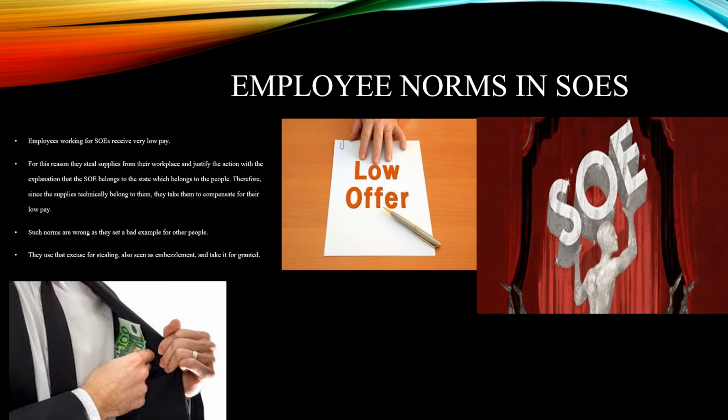they created a norm of stealing supplies from their workplace and selling them because they believe that what belongs to the state also belongs to the people. In this case, they felt so free to take what they want as it belongs to them. I can proudly say that it is a wrong norm as it creates a bad example for other people. And they use this excuse to justify stealing and embezzlement, and they took it for granted, which is very bad. Thank you.